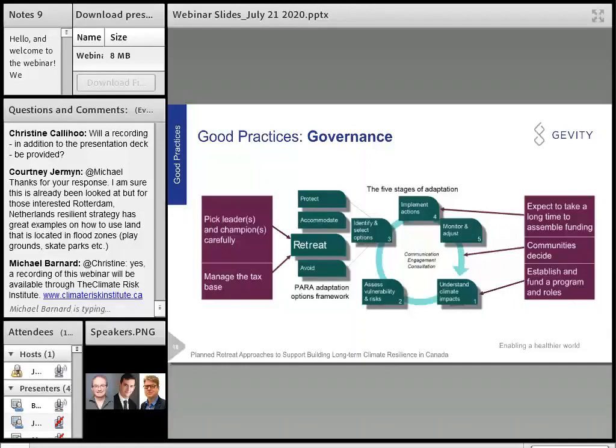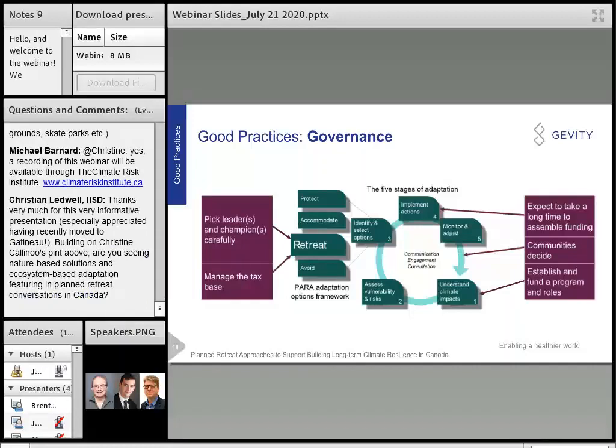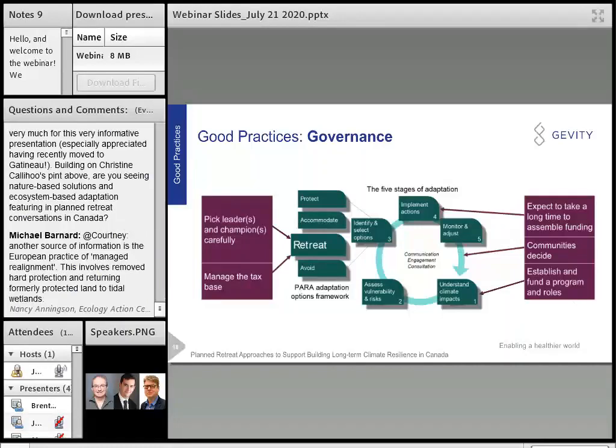On the right-hand side, expect to take a long time to assemble funding. Currently in Canada, there is no single standalone program titled Funding for Planned Retreat. So often there is cost sharing, and it takes a significant amount of time to begin to fund planned retreat projects.